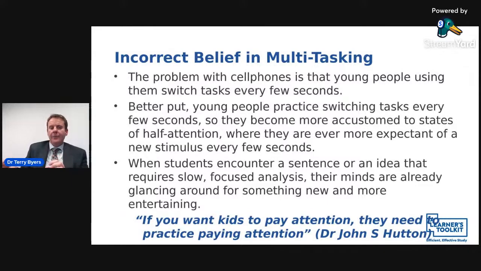The issue here is that we're training our students to split their attention. So they only give half here and half there. The issue is when it's half here and half there, they never give 100%.